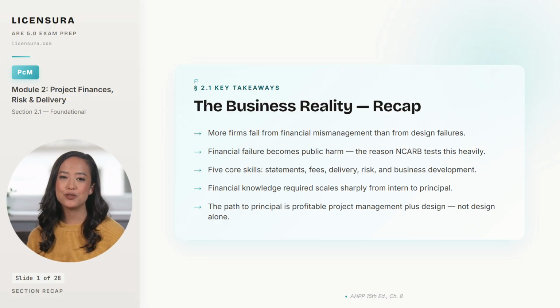Third, the module builds 5 concrete skills: reading statements, calculating fees, understanding delivery methods, assessing risk, and developing business. Fourth, the financial knowledge required of you scales sharply as you move from intern to project architect to project manager to principal, and pretending you can avoid that growth is how careers stall. And fifth, the architects who become principals are not the best designers in the studio. They are the people who can manage projects profitably and design well, and the firm trusts them with the business because they have already proven they can be trusted with the numbers.